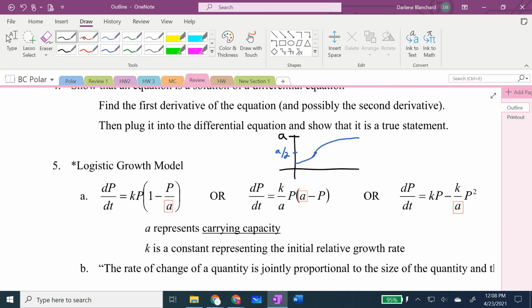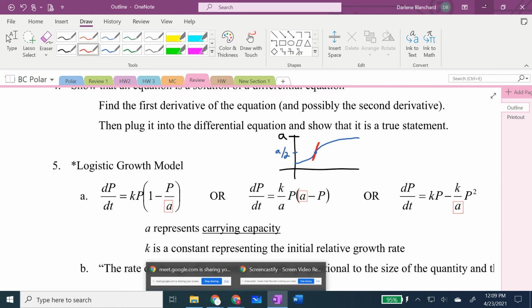growing the fastest, what am I trying to do? I want to draw a tangent line, or I'm attempting to draw a tangent line. You are growing fastest when you are at that point of inflection. And that point of inflection occurs when you are located at half your carrying capacity, and that is your population.